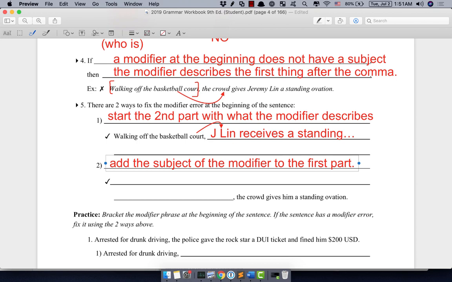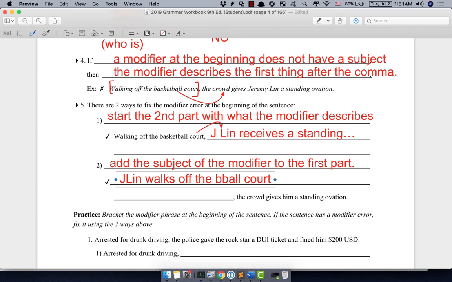Then you look at the modifier walking off the basketball court. Okay, so that's here, walking off the basketball court. And add a subject. So who is walking off the basketball court? Jeremy Lin is. So you try to add Jeremy Lin into the sentence. So you can do like Jeremy Lin is walking off the basketball court, or Jeremy Lin walks off the basketball court. Both are correct. But then you can just do this.